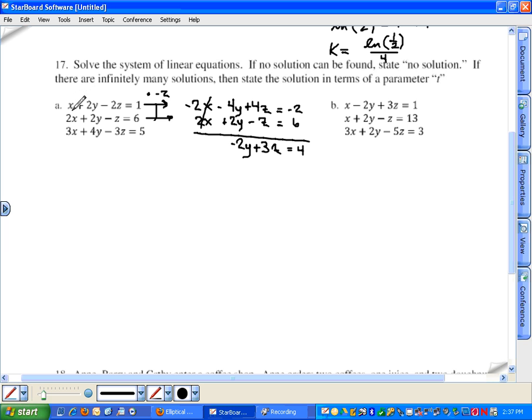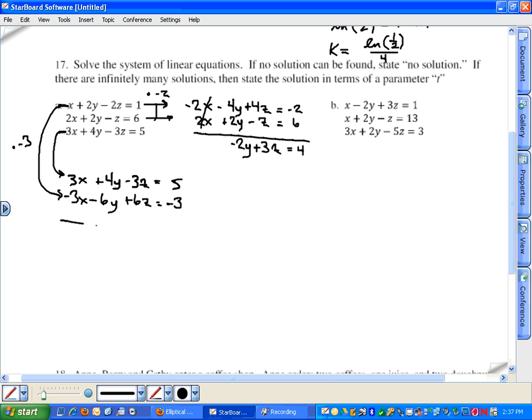Now, if I take the top equation and the bottom equation, and multiply the top equation by negative 3, I'm trying to cancel the x again. The top equation is going to be negative 3x minus 6y plus 6z is equal to negative 3. This bottom equation is 3x plus 4y minus 3z is equal to 5. Eliminating the x variable results in negative 2y plus 3z is equal to 2.